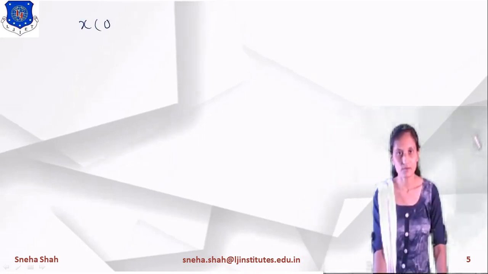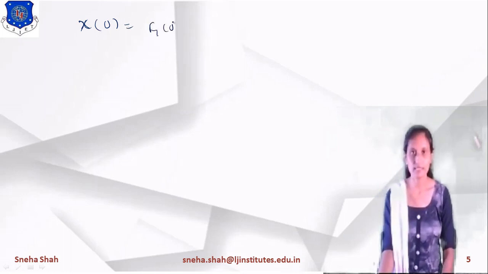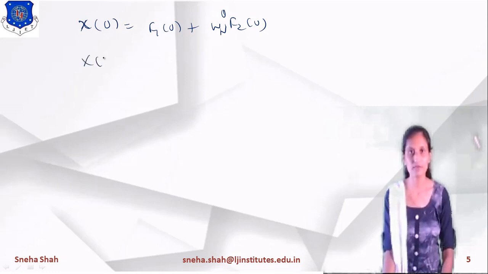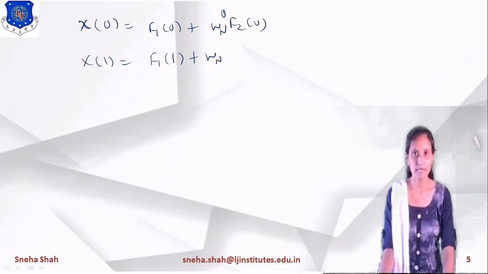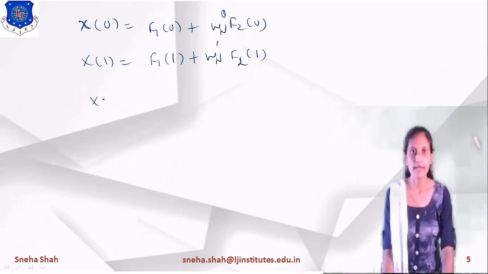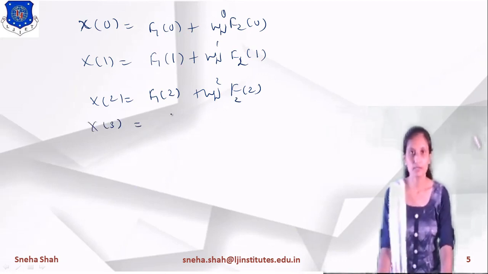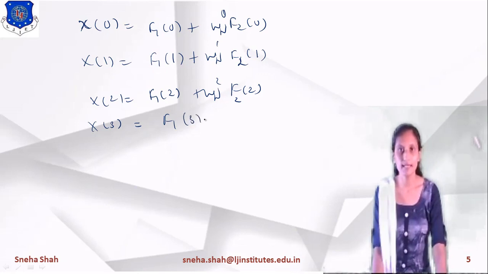For n equals to 0, its value is X of 0 equals to F1 of 0 plus Wn raised to 0 F2 of 0. Similarly, we will find all the other values, and the term will be F1 of 1 plus Wn raised to 1 F2 of 1. X of 2 equals to F1 of 2 plus Wn raised to 2 F2 of 2. Same way we will find up to 3, and the term will be like this, right?